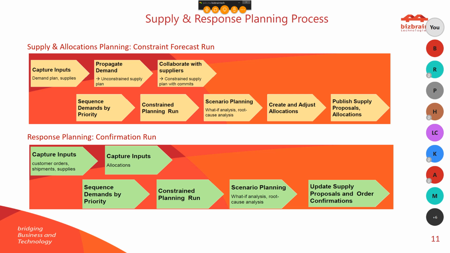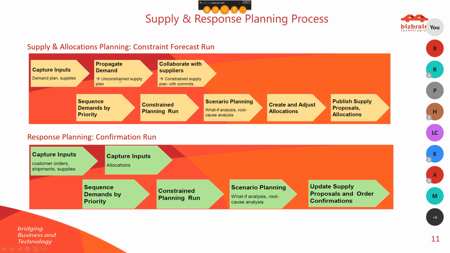This solution in principle has two major operators. One operator is called the supply and allocation plan or constrained forecast run, and the other is called a confirmation run. The first run, supply allocation planning, outputs your allocation numbers and supply proposals. It takes the unconstrained demand, which is the result of your S&OP cycle, as an input, along with available supplies and supply constraints.